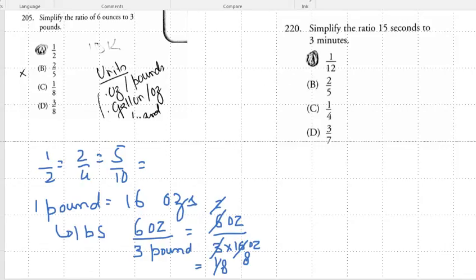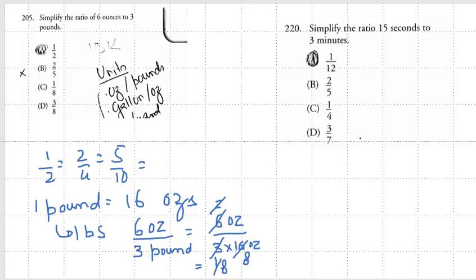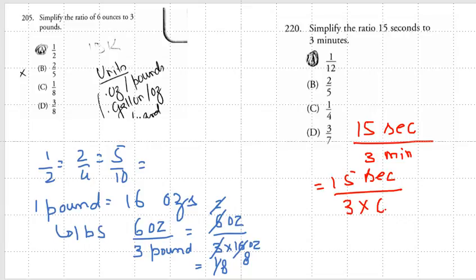Okay, let's look at this problem. We want to find out what is the ratio of 15 seconds to 3 minutes. Well, once again, you always want to look at same unit before you find the ratio. 15 seconds to 3 minutes. Well, 15 seconds, 3 minutes is 3 times 60. Simplify, 3 goes into 15 5 times. So this is 5/60, which is 1/12.